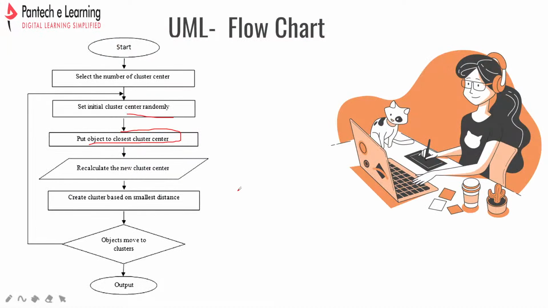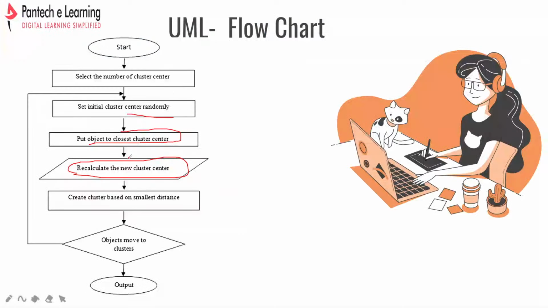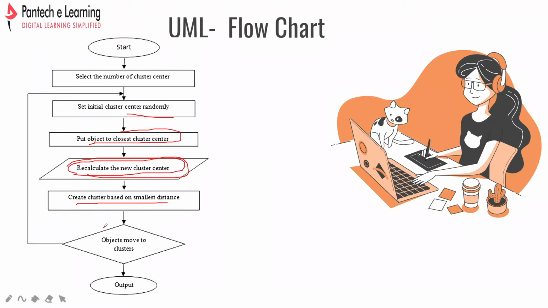Based on that position it will calculate the cluster center. For example, for this cluster the nearest one is here, so it will go here. For this cluster the nearest one is here, so it will go here. And for this cluster there is only one, so it will go here. It will recalculate the new cluster center each and every time, and then create clusters based on the smaller distance. So this is the smaller distance of each cluster. Like this it will iterate again and again, and finally we will get the output result of the center positions. So that is the UML flow chart.